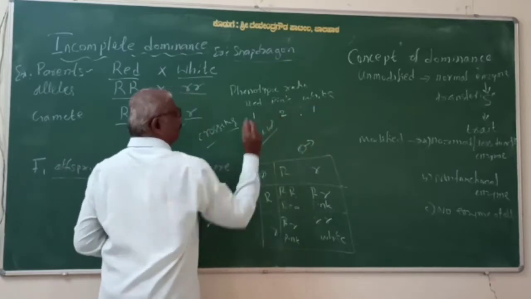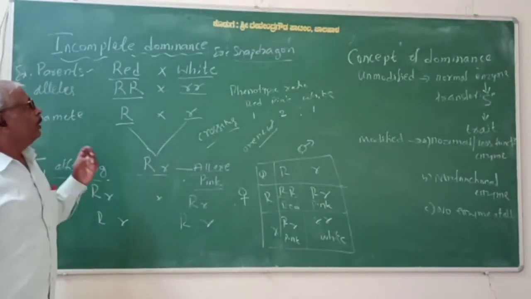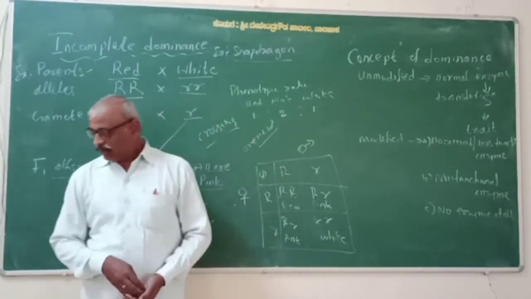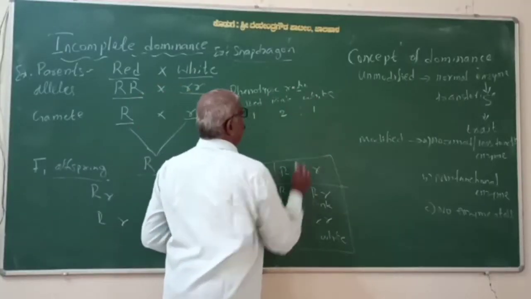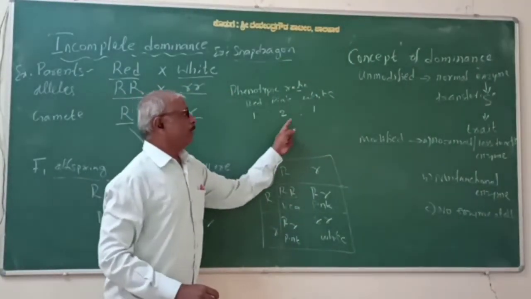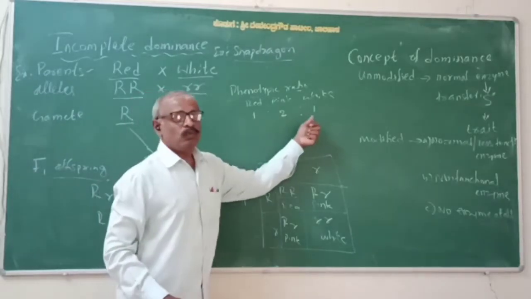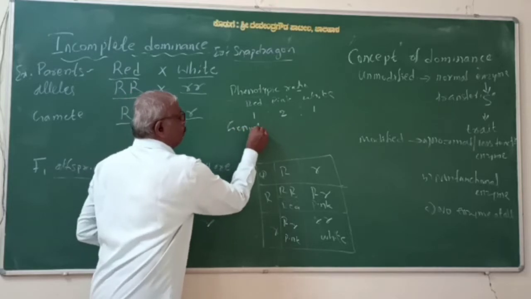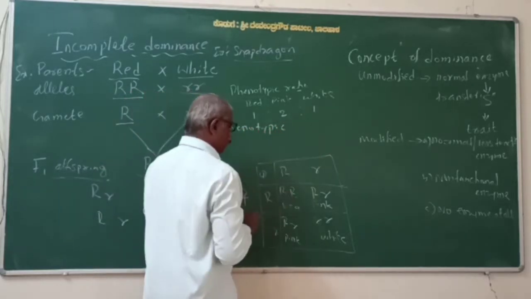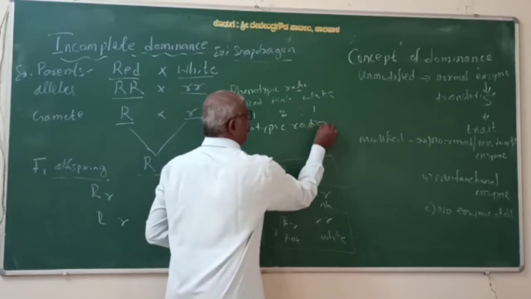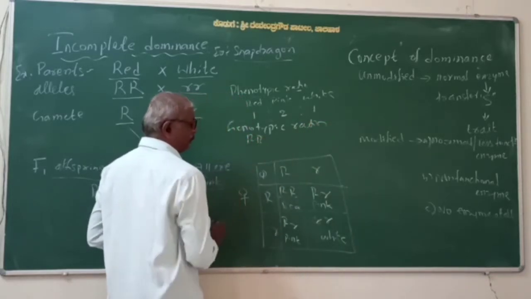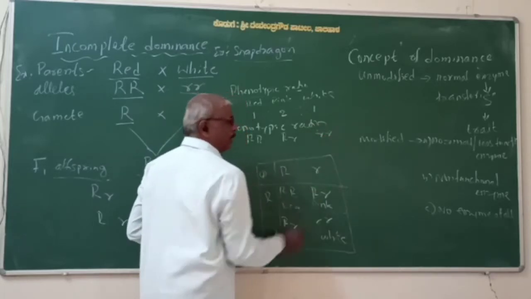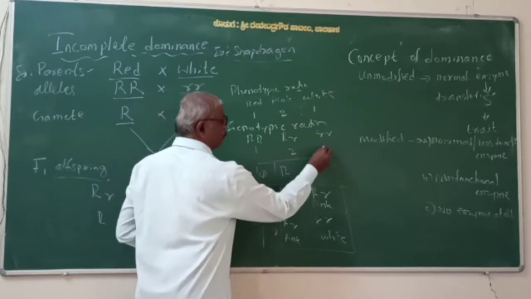Then, yes, the phenotypic ratio in incomplete dominance is also the same, 1:2:1, as you know already from monohybrid inheritance. Here the phenotypic ratio is red, pink, white, that is 1:2:1. And the genotypic ratio, ಏನಿದೆ? ಕ್ಯಾಪಿಟಲ್ ಆರ್ ಎಷ್ಟಿದಾವೆ ನೋಡೋಣ. Capital R small r, capital R capital R and small r small r, and here that is also 1:2:1.